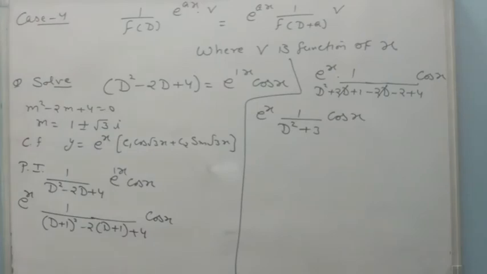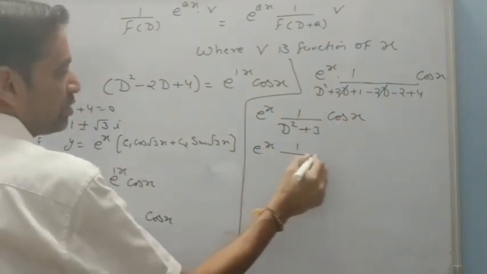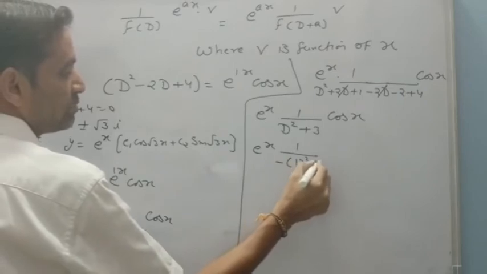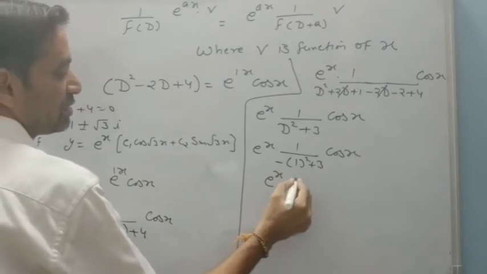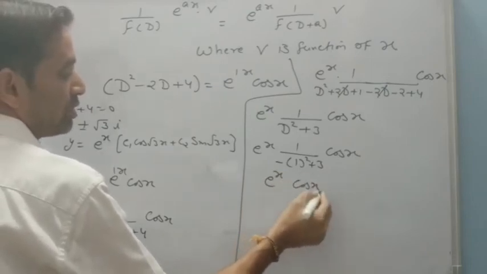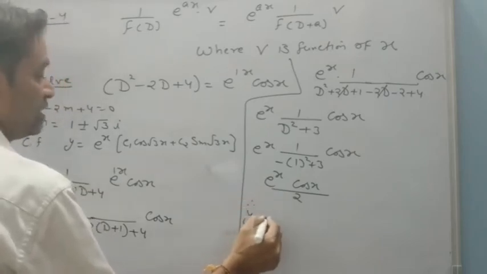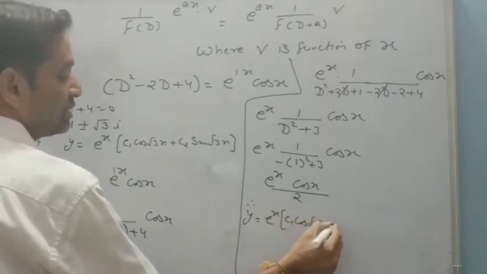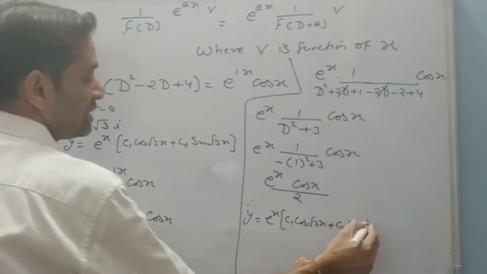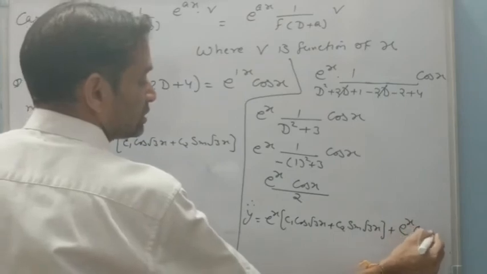Now you know how to solve the trigonometric form of this. Here the coefficient of x is 1. So it is e to the power x 1 upon minus 1 square plus 3 of cross x, or it will be e to the power x cross x upon 2. So therefore the solution is y equals e to the power x times c1 cos root 3x plus c2 sin root 3x plus e to the power x cos x by 2.